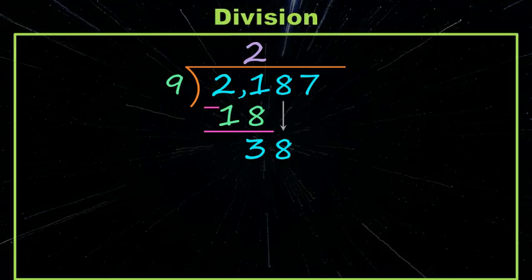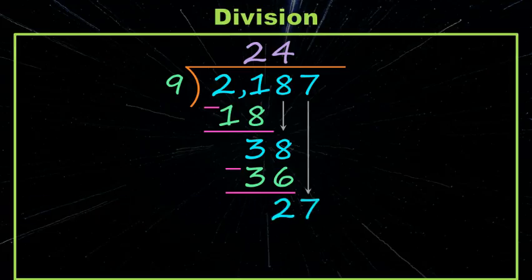With me? Great. How many times does 9 go into 38? Goes at least 4, which gives me 9 times 4, which is 36. I subtract, then I bring down my 7. Does 9 go into 27? Why, yes it does. It goes 3 times. 9 times 3 is 27. That goes underneath, then we subtract, and we're left with 0. So we're all done here.